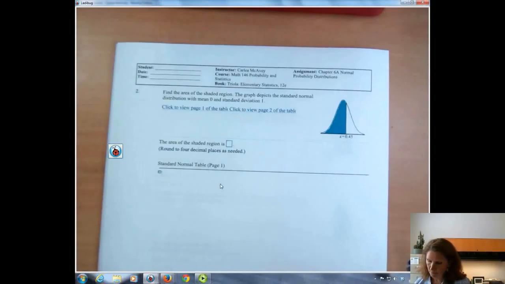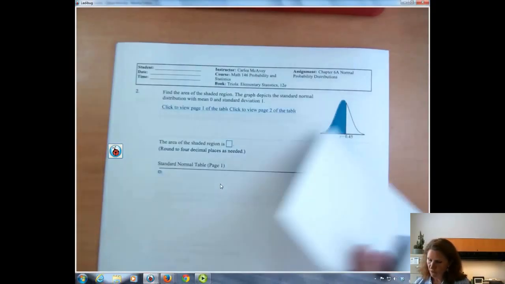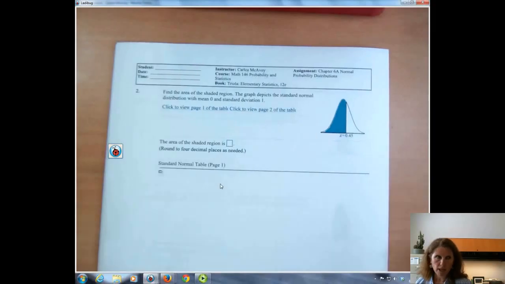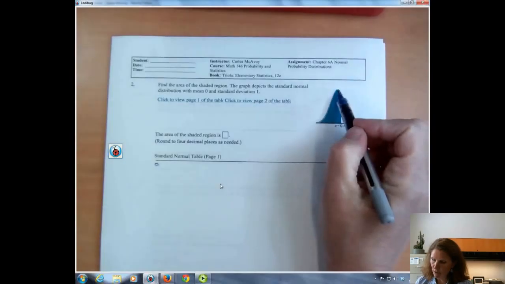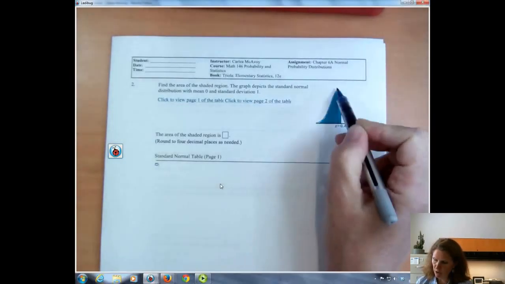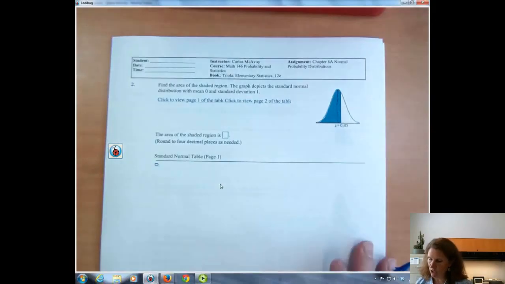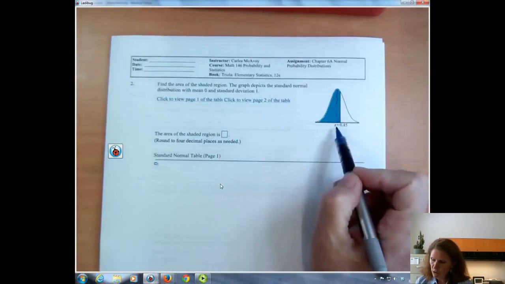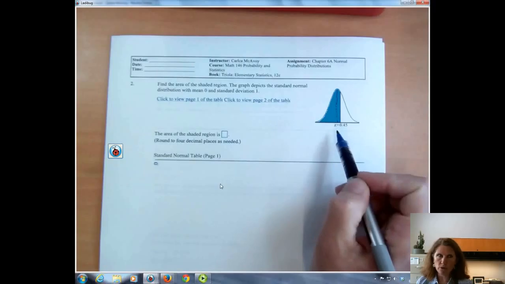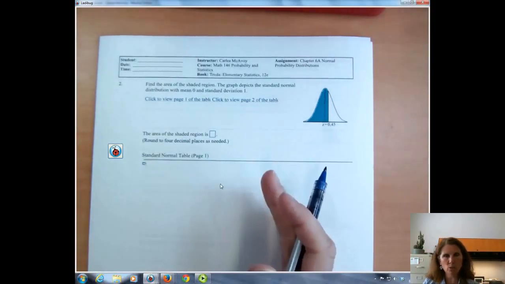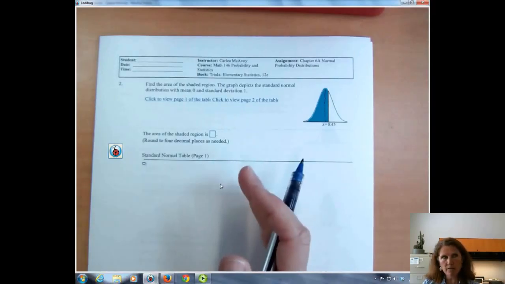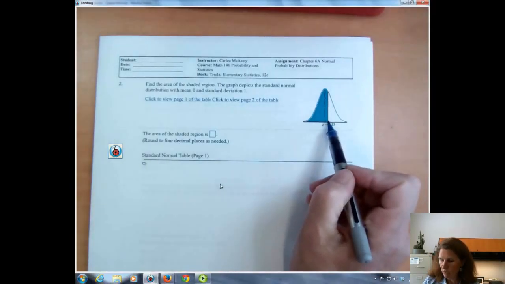Okay, that was one. Number 2. Find the area of the shaded region, and the graph depicts the standard normal distribution. We know that the mean is 0, in the middle of your standard distribution, right there, and the standard deviation is 1. Remember, your z-score is like your standard deviation, except that there's a sign on it. If it's a positive z-score, it's to the right. If it's 0.45, that means it's slightly less than 1 standard deviation to the right of the mean. So of course our point is right here.